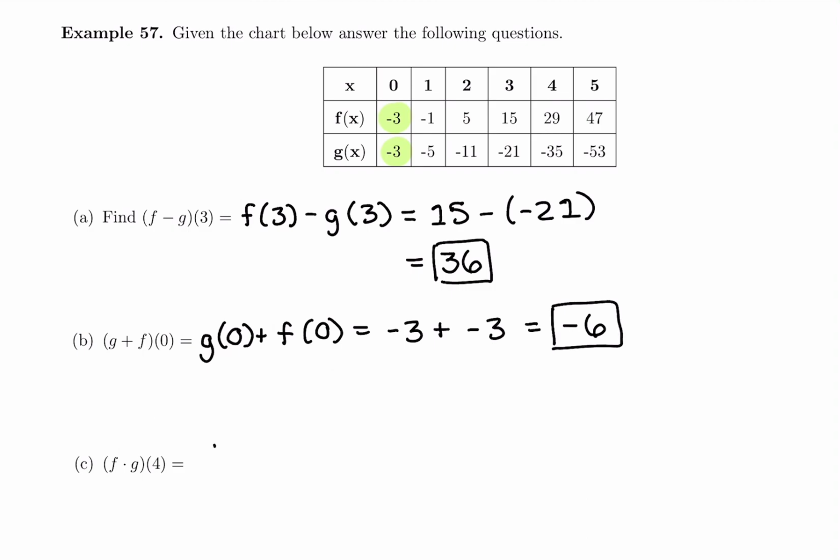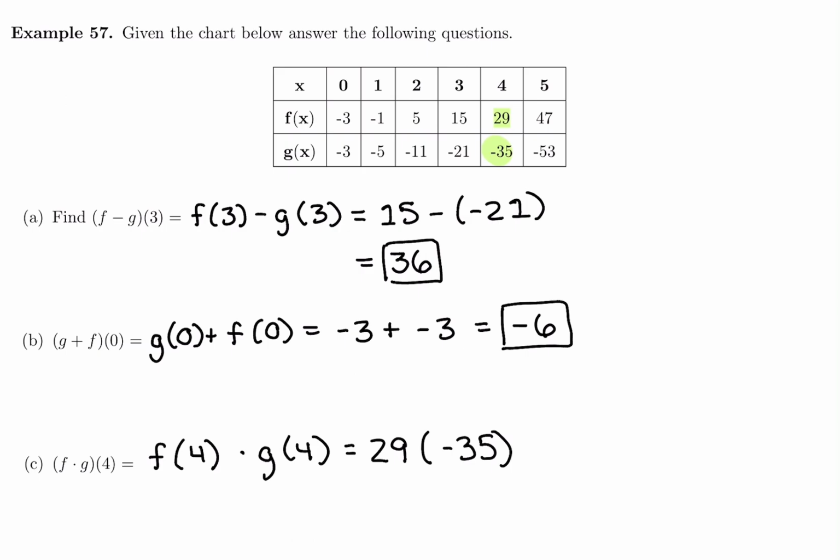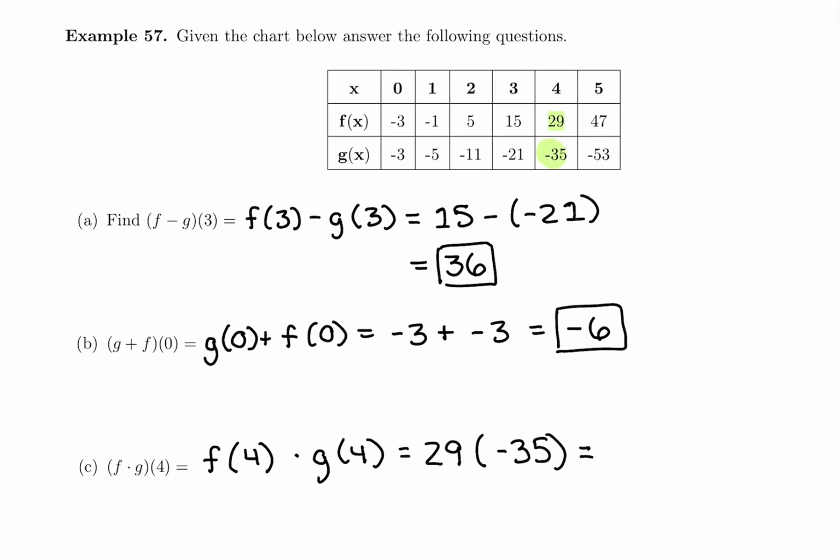Lastly, we're going to do some multiplication. f times g of 4, so we're going to do f of 4 times g of 4. I'm going to look at that same chart and figure out what f of 4 is. f of 4 is 29 times g of 4 is negative 35. And I'm going to multiply a positive times a negative, so I'm going to get a negative number. And 29 times 35 is going to give me negative 1,015.